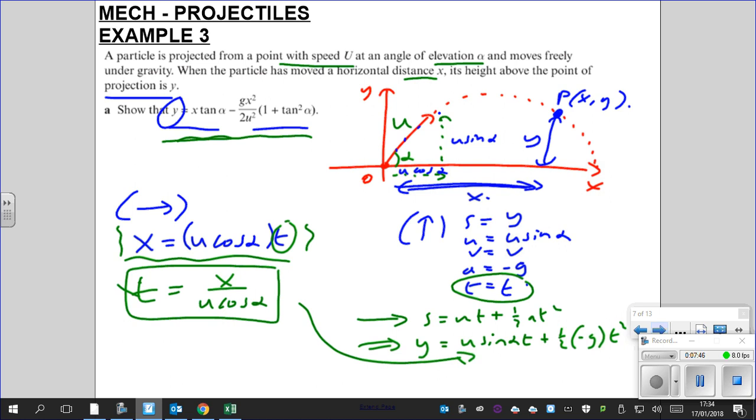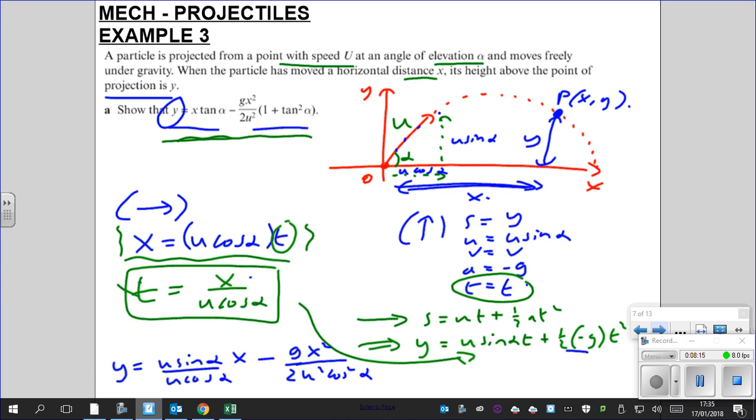All I need to do is sub that in here, which is a little bit more involved than it sounds. Because I'm going to get y equals u sine alpha times t, which is x over u cos alpha, minus g over 2 times t squared, so that's x squared on the top, u squared cos squared alpha. So we're nearly there.